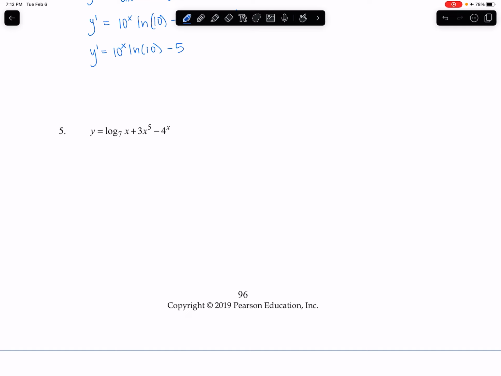Y equals log base 7 of x plus 3x to the 5th minus 4 to the x.